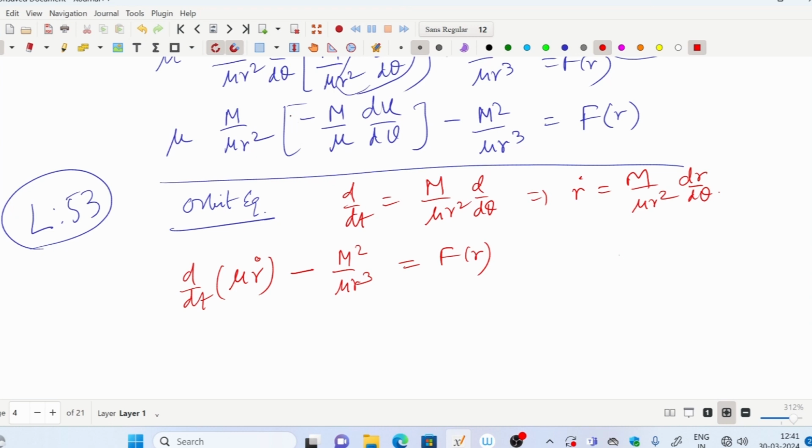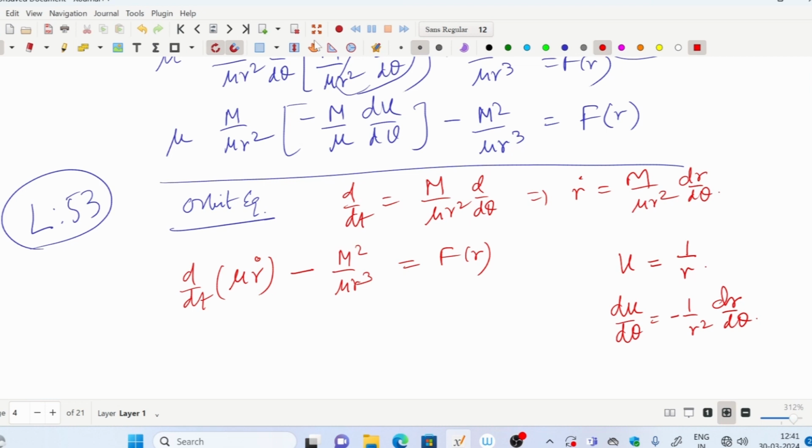Also we make a change of variable from r to u. So u is 1 over r. So du/dθ is basically minus 1 over r square dr/dθ, just to simplify the mathematics.